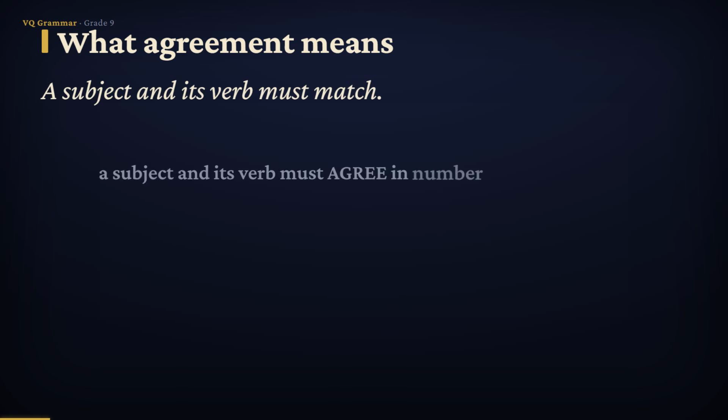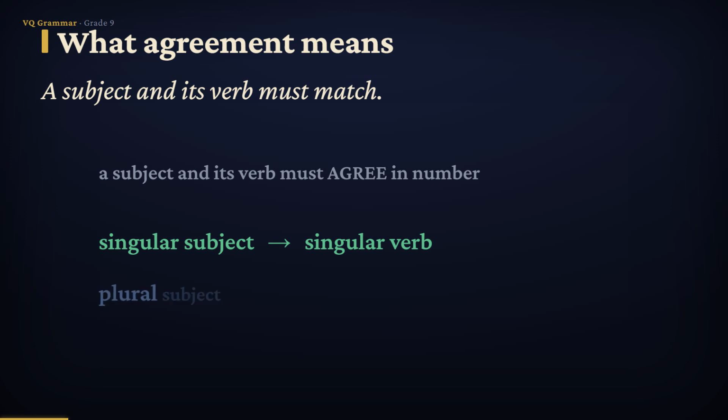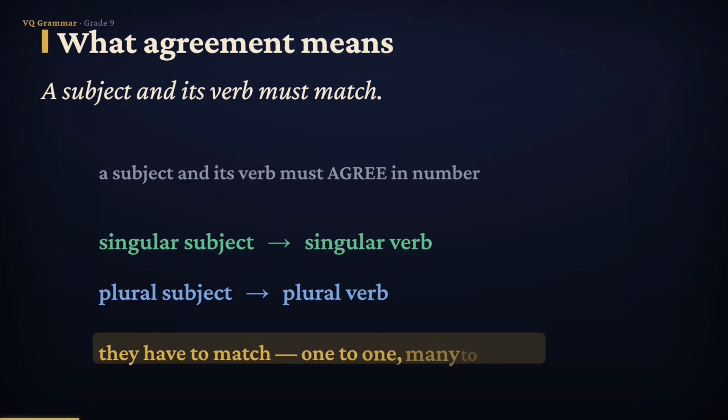A subject and its verb must agree in number. That's the rule. If the subject is singular, naming just one, then the verb must be singular too. If the subject is plural, naming more than one, the verb has to be plural. They have to match, one to one or many to many, every single time. Everything else in this lesson is just that one rule in different clothes.